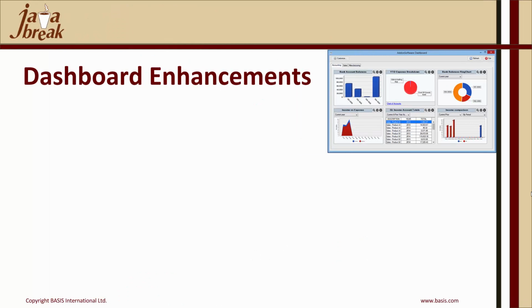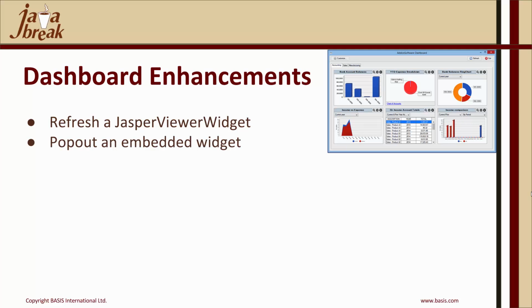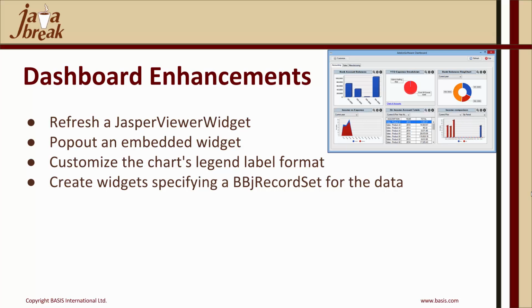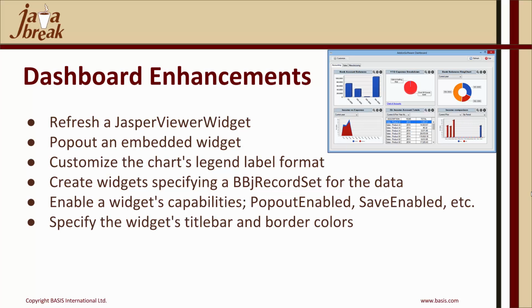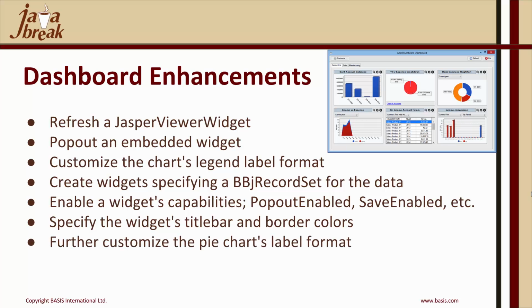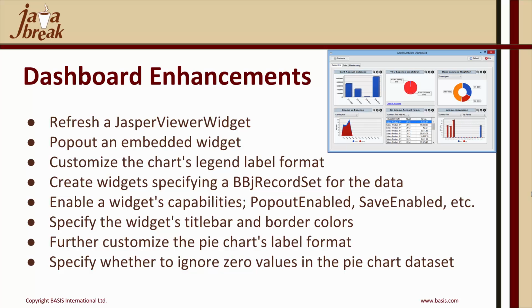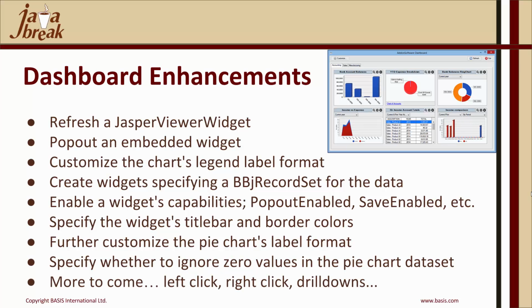Let's finish off by talking about some dashboard enhancements. We can now refresh a Jasper View widget. We can pop out an embedded widget. We can customize the chart's legend label format, create widgets specifying a BBJ record set for the data, enable a widget's capabilities, for example, specify whether you're going to allow the pop-out to be enabled, whether you're going to allow saving. We can also specify the widget's title bar and border colors. We can further customize the pie chart's label format. And we can specify whether to ignore zero values in the pie chart data set. And there's more to come.